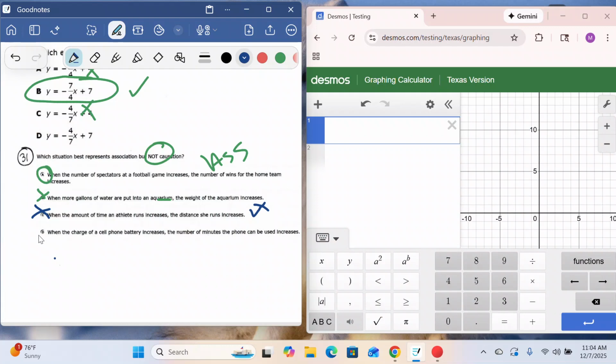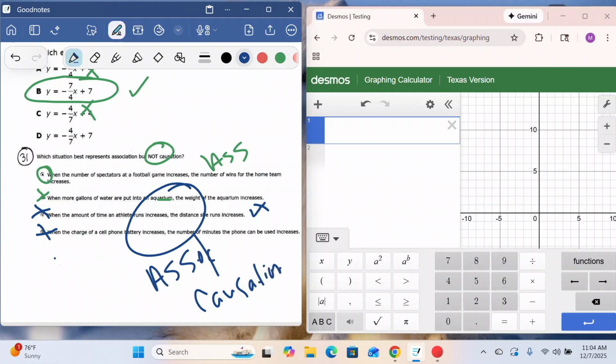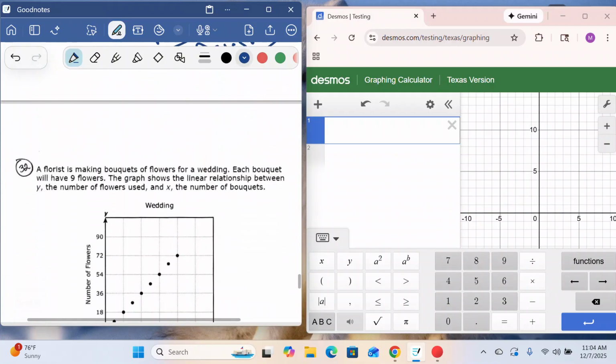McAllen, Edinburg, Harlingen. So this is both association and causation, not just not causation. So all three of these are association and they're causation. Association and causation. So if you want to rate these examples, they're both association and causation. So the answer choice is letter A.